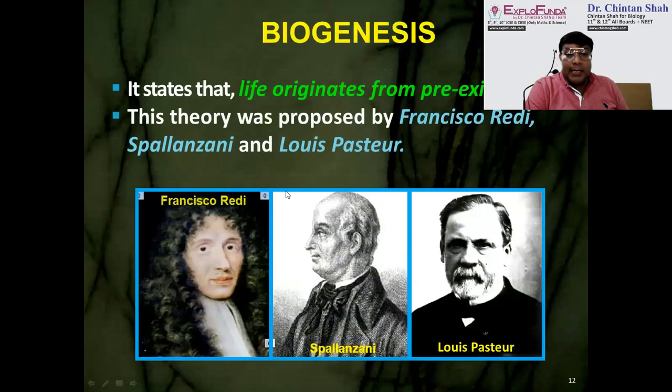So somebody else said it's about biogenesis. Biogenesis is being said by Louis Pasteur, then Spallanzani, and Francesco Redi. It states that life originated from pre-existing life. But the question is, from where did that pre-existing life come? Yes or no? The theory was proposed by Francesco Redi, Spallanzani and Louis Pasteur.